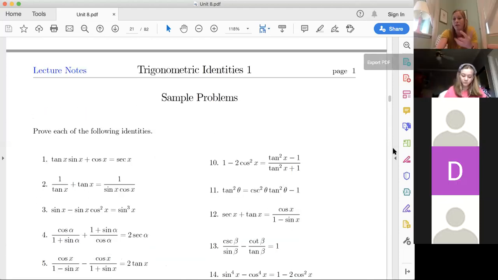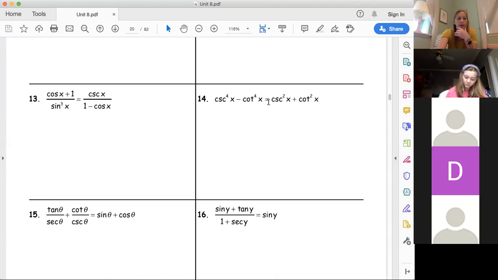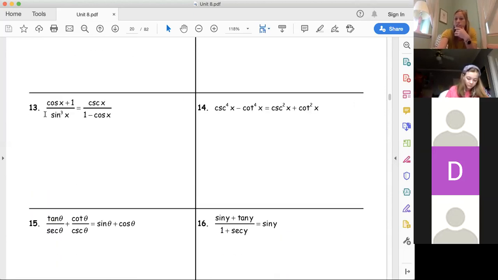On the hard proofs, we talked about splitting things into pieces. That also came up back on question 13, where we said we don't have a formula for sine cubed, so you can think about it as sine times sine squared, and you can substitute that way. So that's a strategy, along with the strategy of making everything sines and cosines.